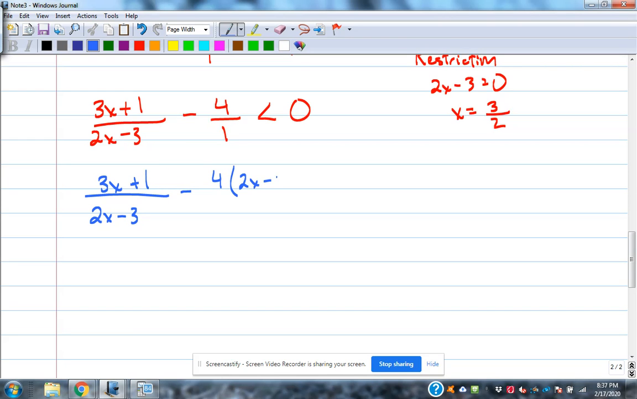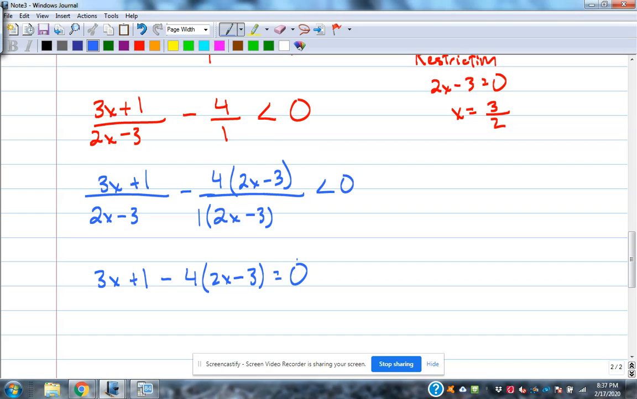I'm going to need to multiply the 4 by 2x minus 3, and 2x minus 3 on the bottom times that 1. And then I'm going to swap to the numerator equation and just solve it like it's an equation. I've got to keep in mind, though, that that does not have an equal to mark on the inequality. So when I go to set up my intervals, I've got to do it a little bit different than the last problem.